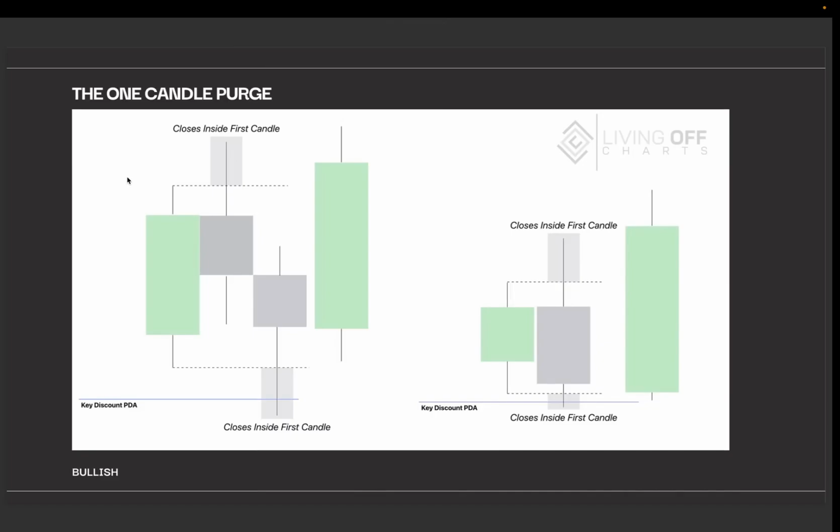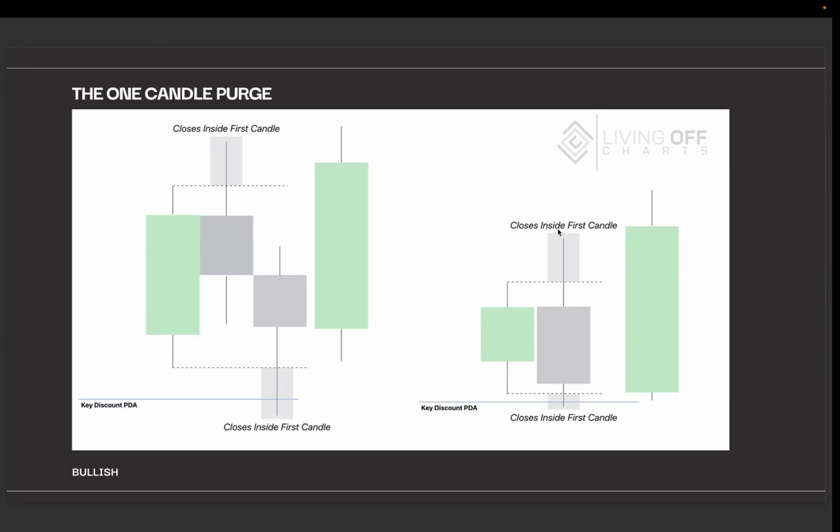Now here's a new technique, right? For everybody out there who thinks they know the double purge, welcome to a new technique. Can't wait to see this everywhere now. We have the one candle purge. We can use one specific candle as the double purge. Now this has a specific signature: when we purge one candle, it must close within both ends of the candle, as you see here. This signature must be present or it's not a double purge.